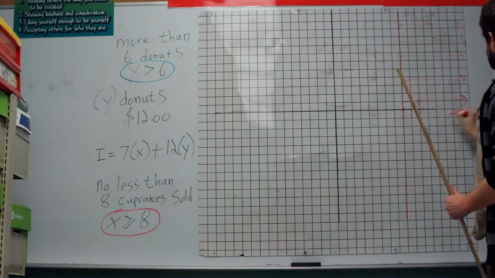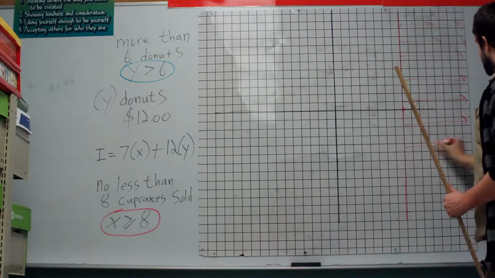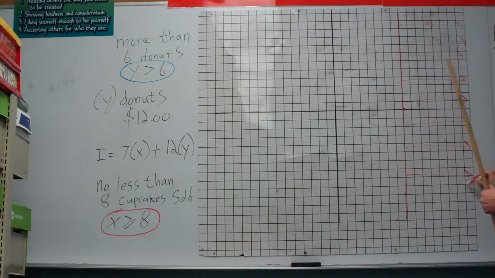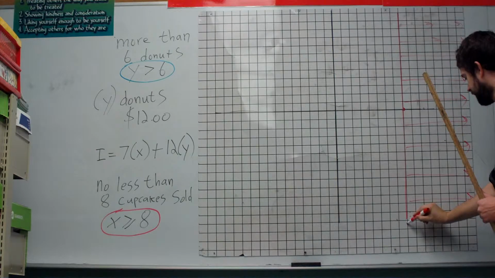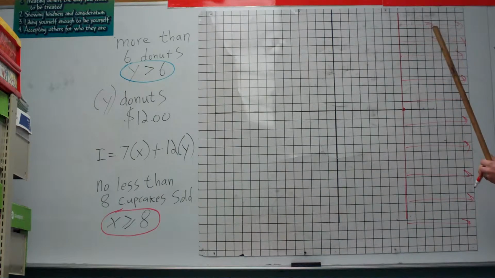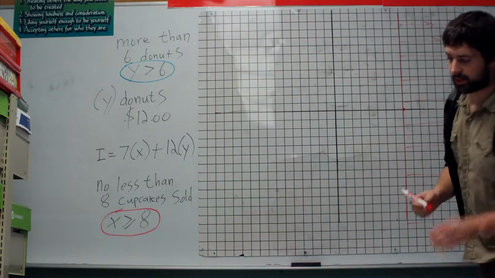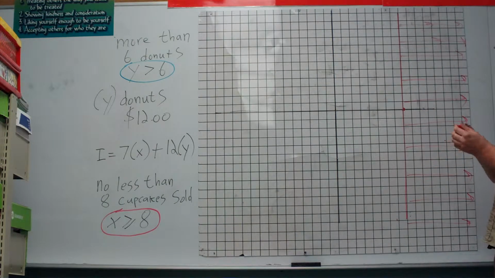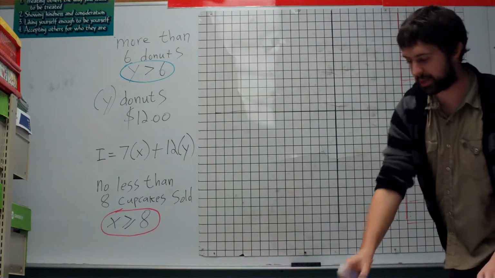So these arrows represent all the values greater than 8. These markers were coming out darker. Hope you can see it.